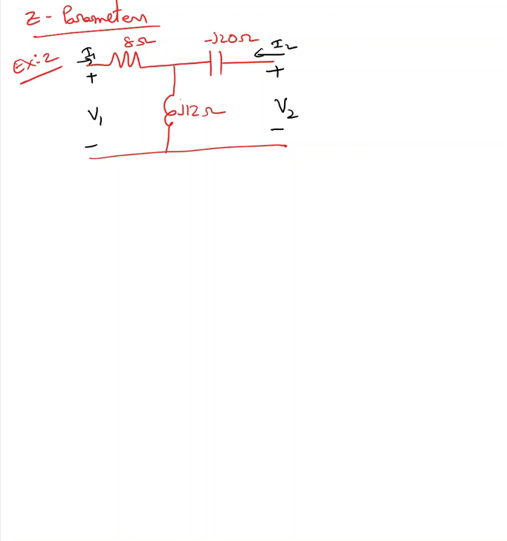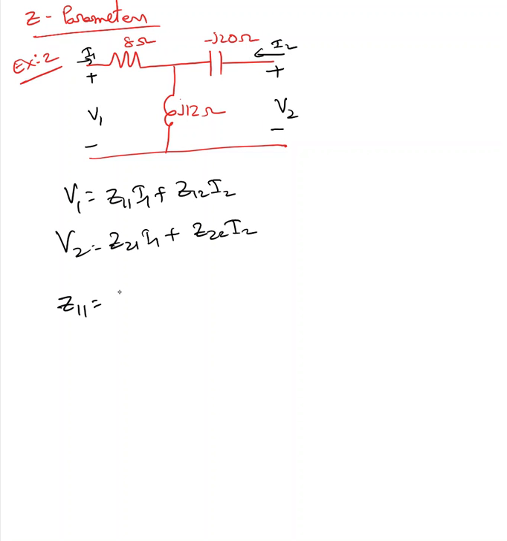Now, what are the main equations to find the Z parameters? I have V1 equal to Z11 I1 plus Z12 I2, V2 equal to Z21 I1 plus Z22 I2. Z11 is the input impedance, V1 over I1 when I2 equals 0. We can use the same circuit to find Z11 and Z21. So I'm going to find Z21 also, which is V2 over I1 when I2 equals 0.